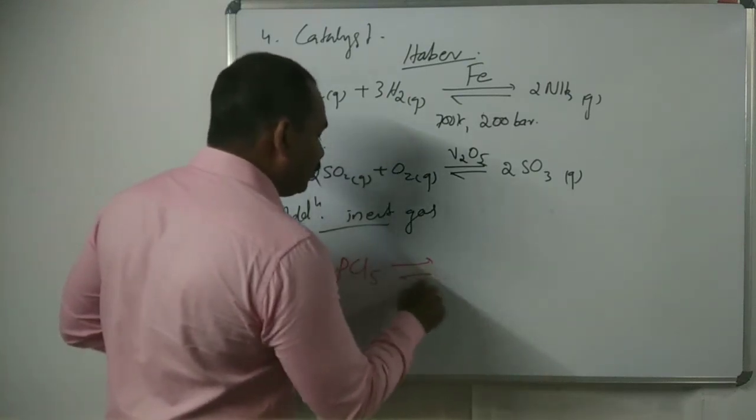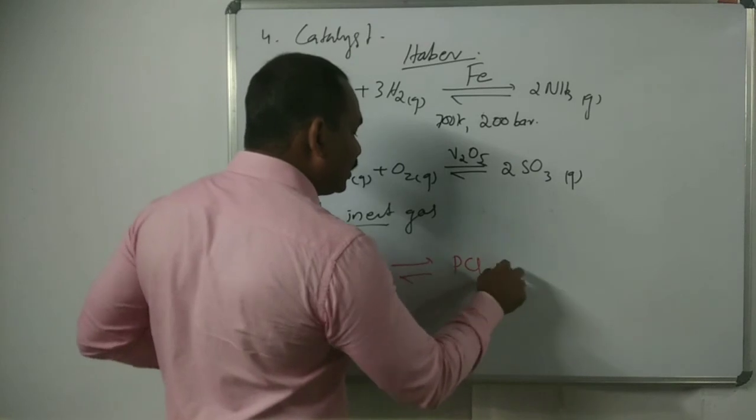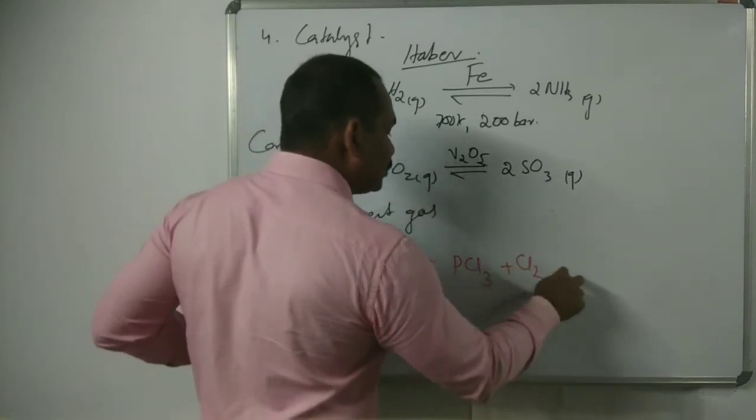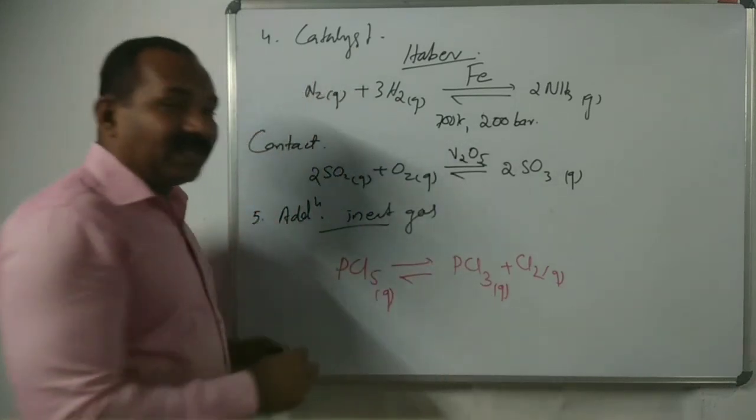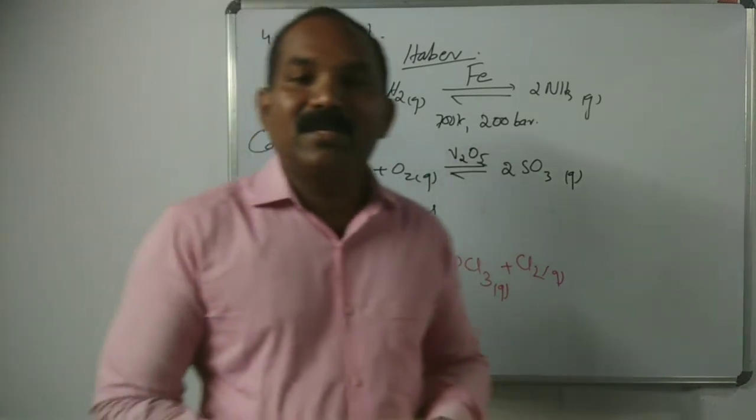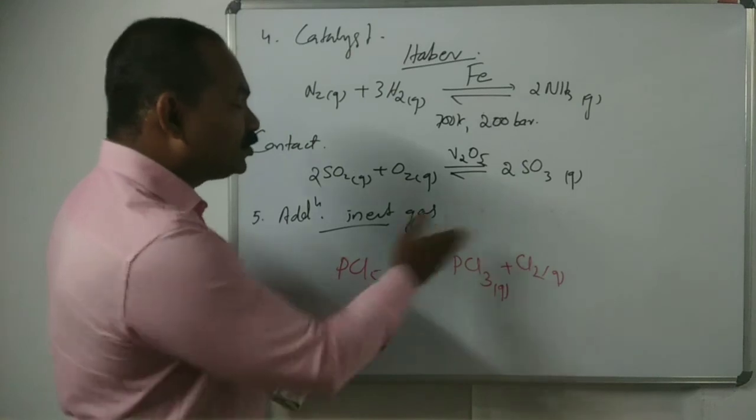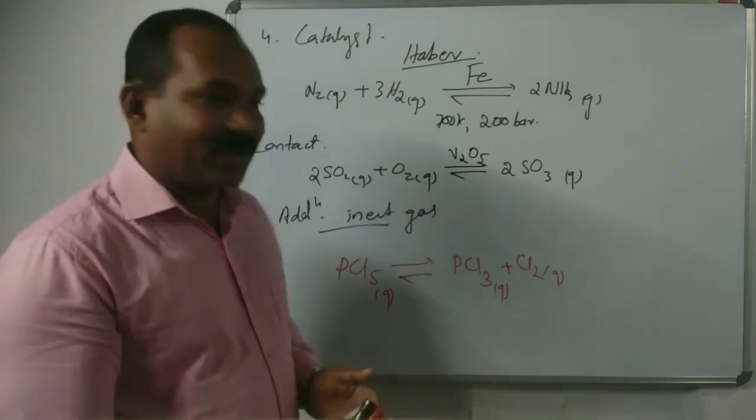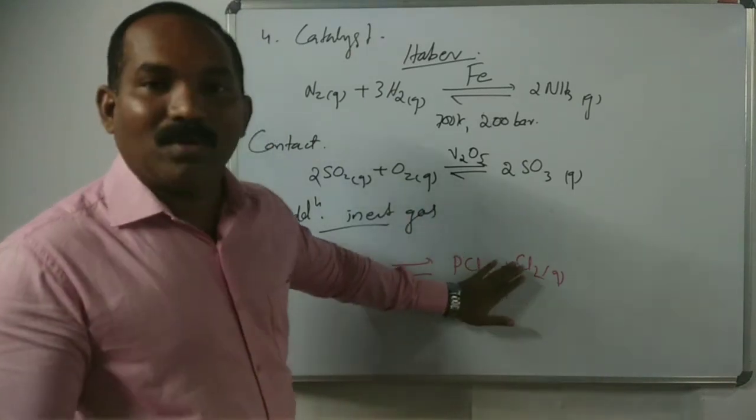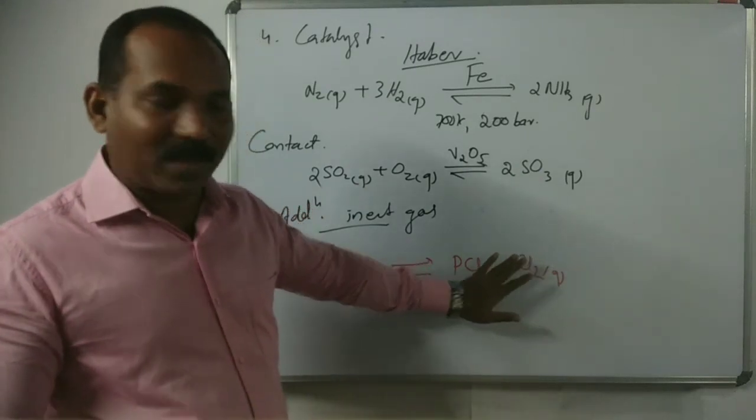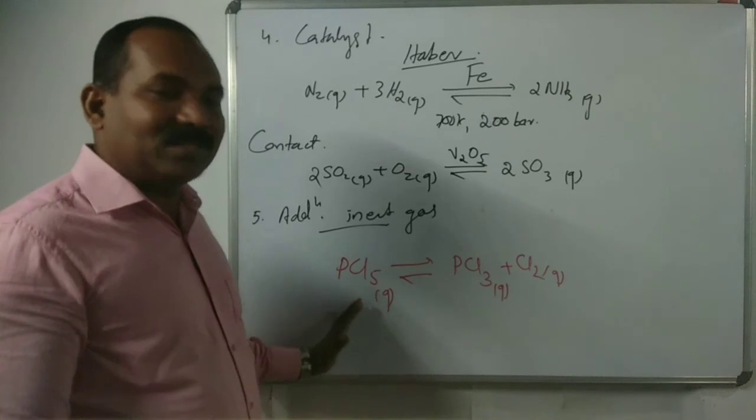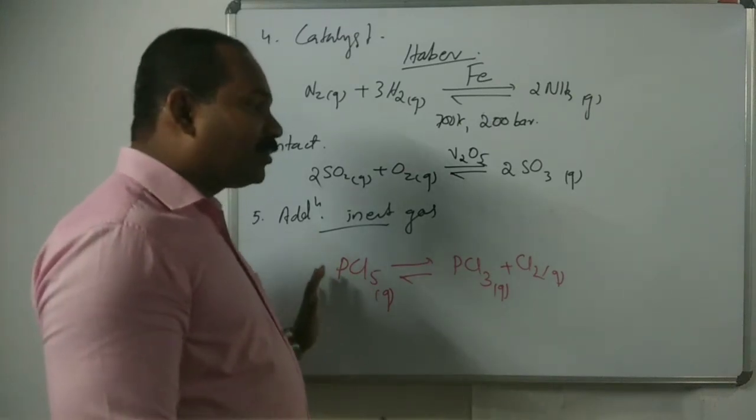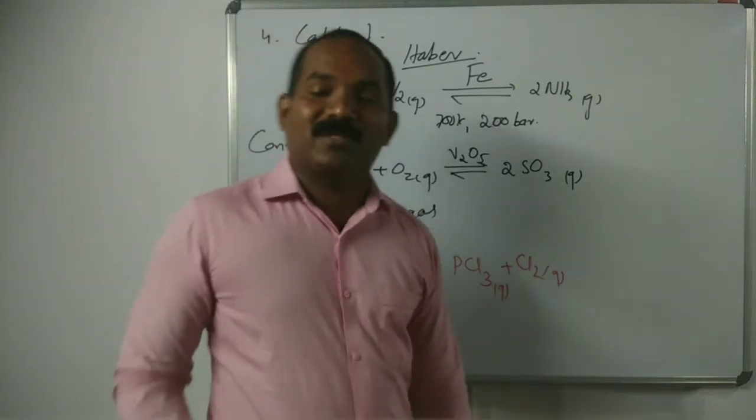For example, PCl5 decomposes to give PCl3 plus Cl2 gas. Okay, all are gases. When the inert gas is added, the equilibrium moves towards the right side because there are more moles there. So when inert gas is added to this system, the equilibrium is shifted to the product side.